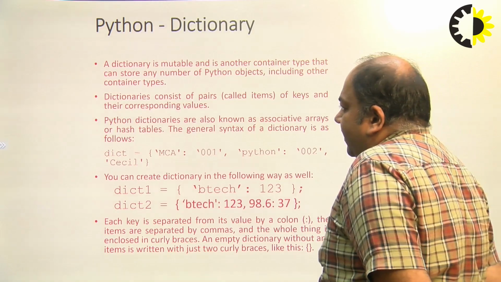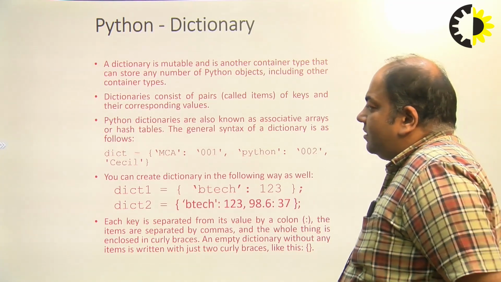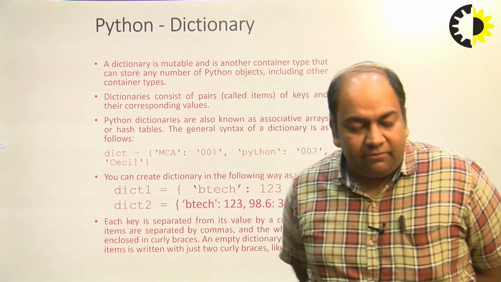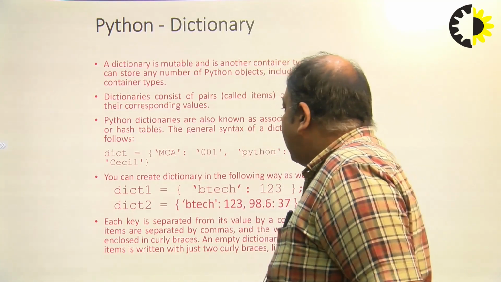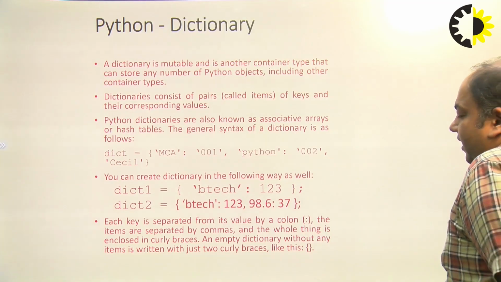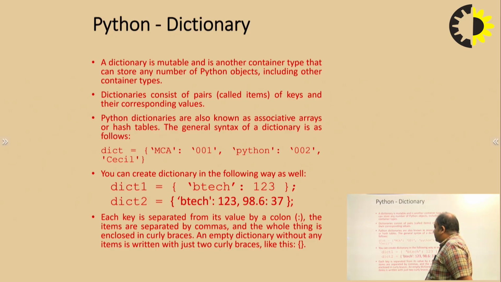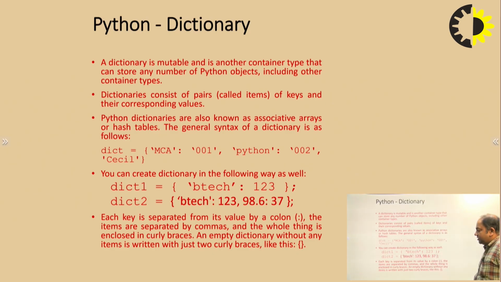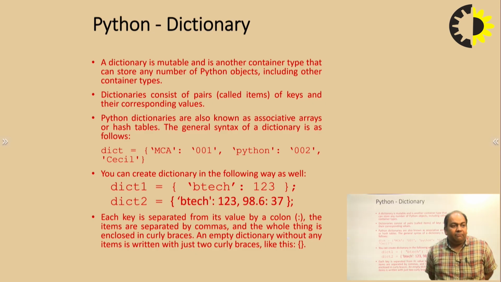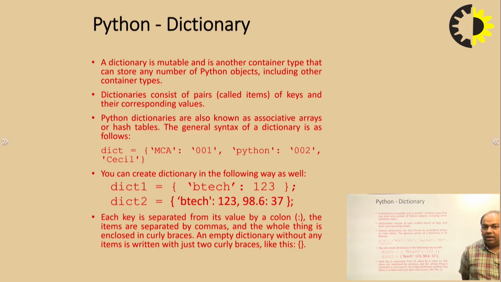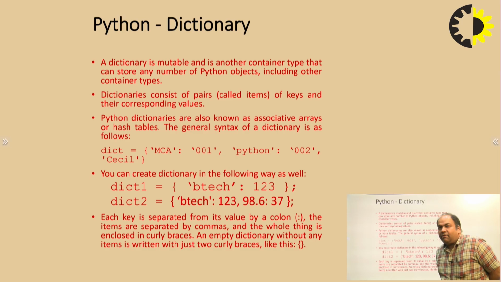As an example, I have created a dictionary with the name DICT which has the key MCA with its value, and another key, Python, with another value. The dictionary can be created in the following way as well: for a key we can give a single value or multiple values. In the second example, DICT2, we have given two values corresponding to one key, and the key and value pair are separated through a colon.